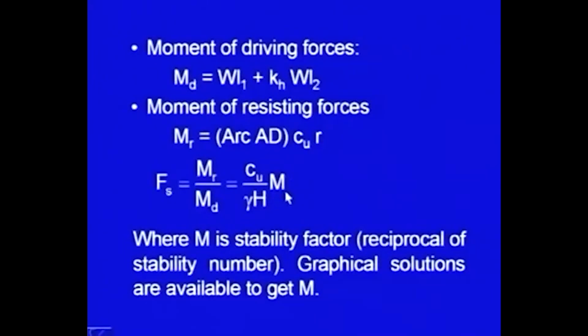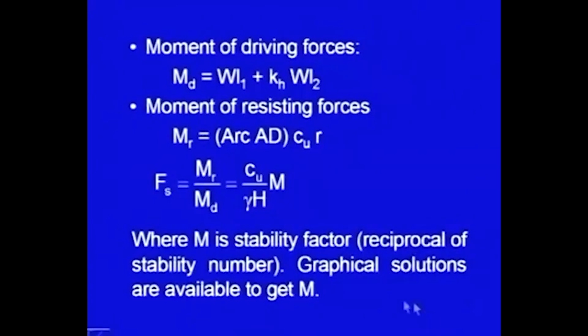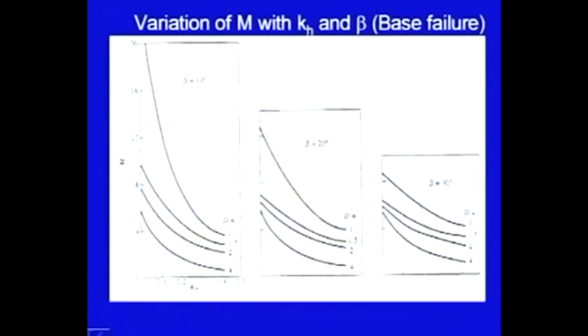Once m is available, then you can have a relationship between factor of safety, Cu, gamma and h, and you can do any parametric analysis. Some of them may be known to you, some of them may be unknown. You can find out the unknowns. Graphical solutions are available to get this stability factor m.